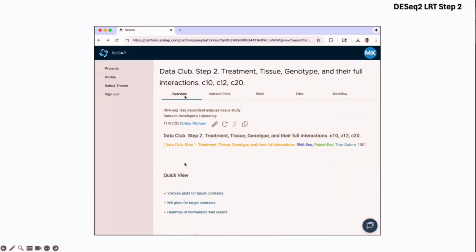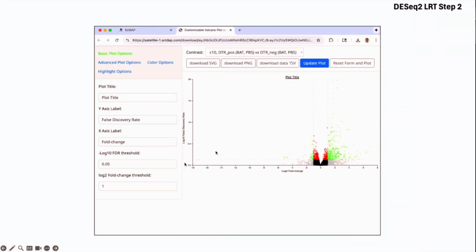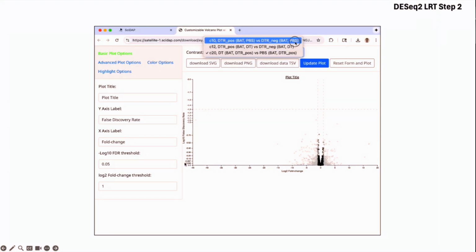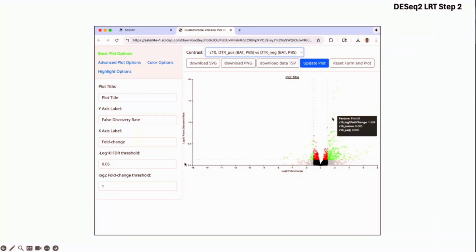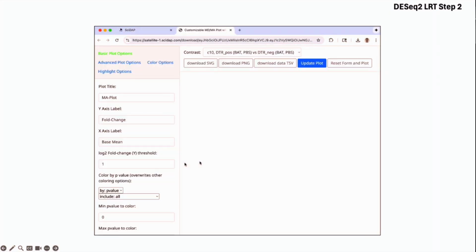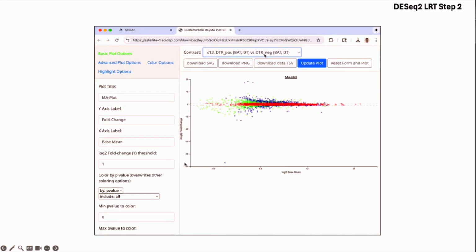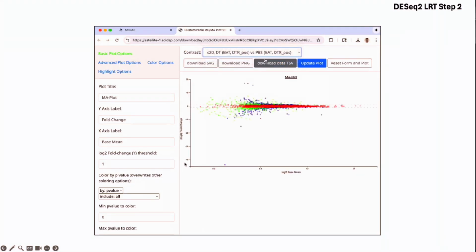And if you go on the Overview tab and click on the volcano plot, you will see interactive volcano plots for every one of your target contrasts. You can change the colors. You can see which dot corresponds to which gene. You can change the filtering threshold. You can export it as a PNG or PDF file. The same is for the MA plot. Also, you can choose any of your target contrasts. You can adjust the colors, save it as a picture.